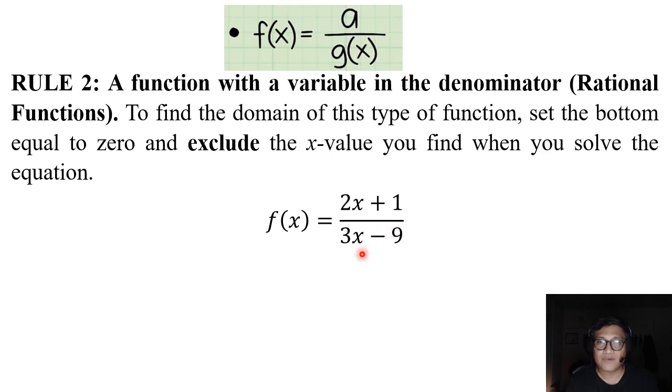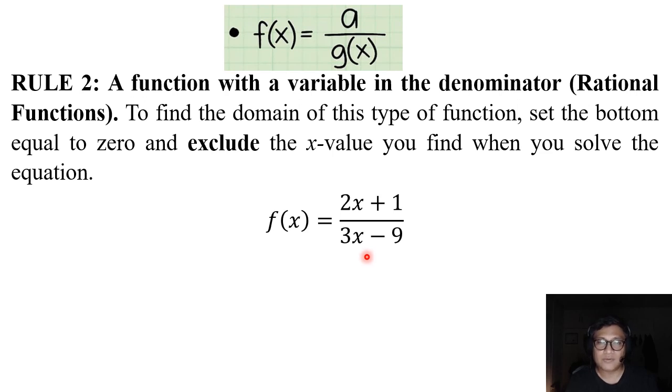Then we solve for the value of your x, and that value of your x is the one that we are not going to include. So we have to exclude that. So typically, we use the word except the value of your x. So how do we find for this exception? This only applies, class, if we have a denominator which is a function.